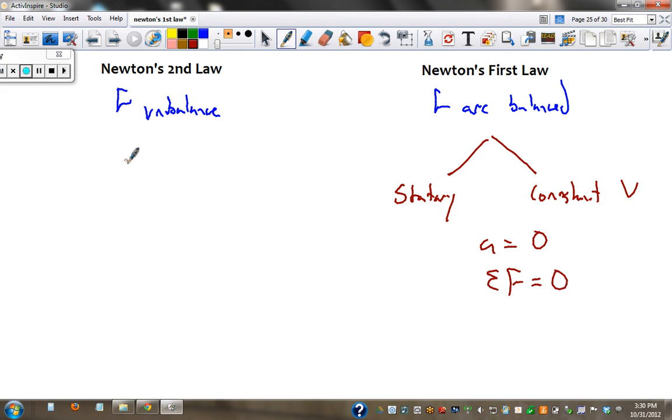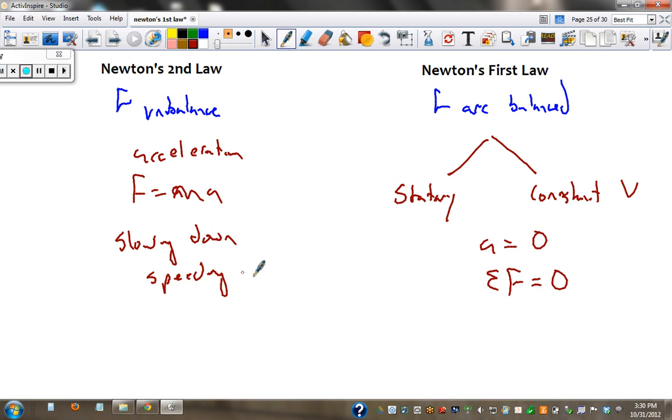When forces are unbalanced, we have acceleration. And the acceleration is related to mass and force. Things are either slowing down or speeding up, or turning. So this is just kind of a little diagram to notice when we're talking about one and when we're talking about the other. Cheers.